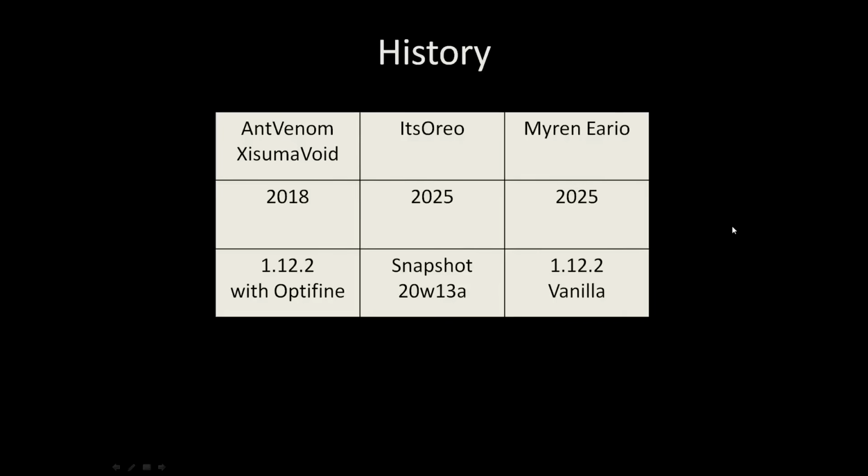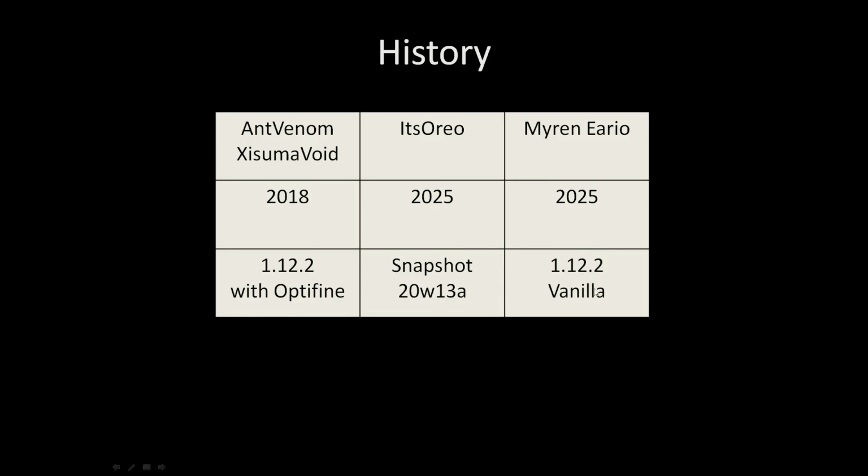Now, I should mention that there are people who stumbled over these ghost dimensions before me. Except they didn't do it in vanilla or not with a consistent setup. So in 2018, Xizuma Void and Endvenom showed methods to get to ghost dimensions using the mod Optifine. And also it's Oreo showed a video showing how to get into these dimensions using the snapshot 20W13A. And I now will show consistent methods for getting into these in 1.12.2 in vanilla without any mods.